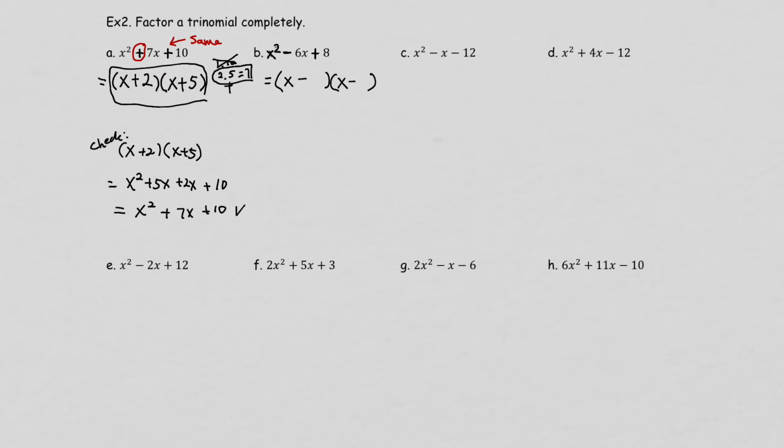Factor of 8: 1 times 8, 2 times 4, and then 4 times 2, 8 times 1, right? The one that gives you 6 when you're adding it will be this one, right? So we're going to use those two. Since both of the factors will be negative, it doesn't really matter where you put 2 and 4, that will be your factor. And you can check if you want to, right?